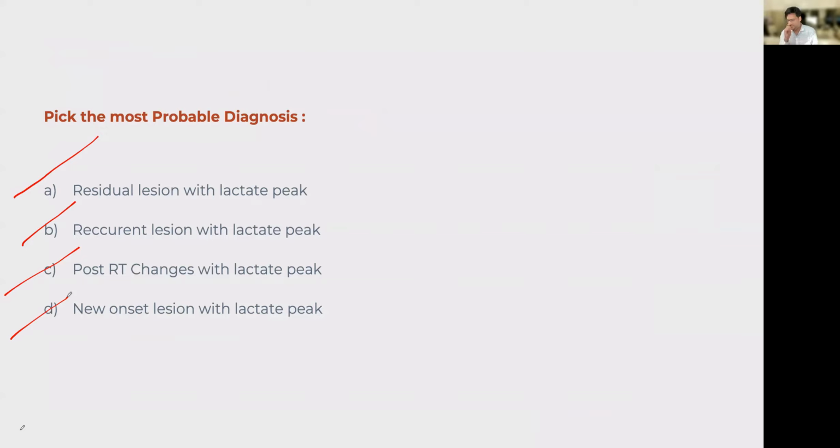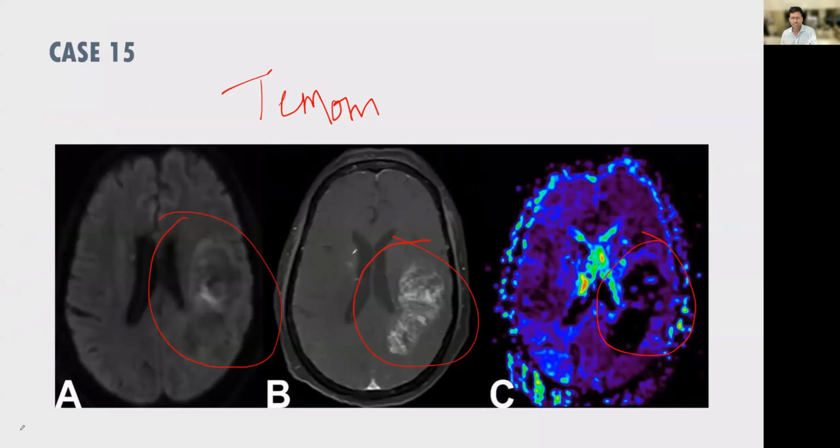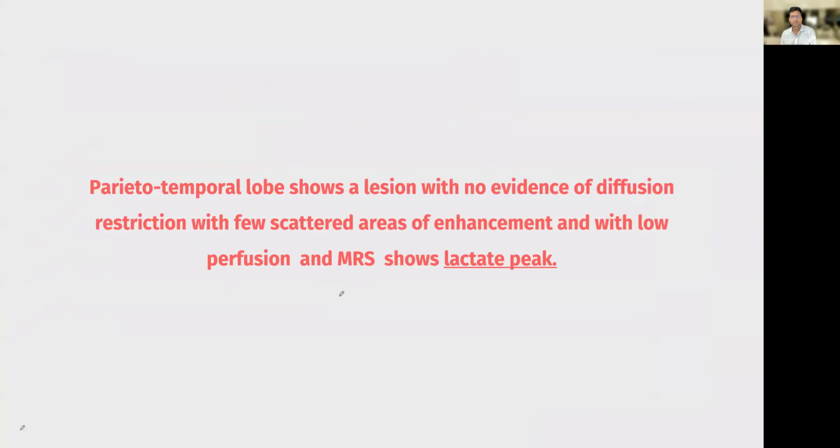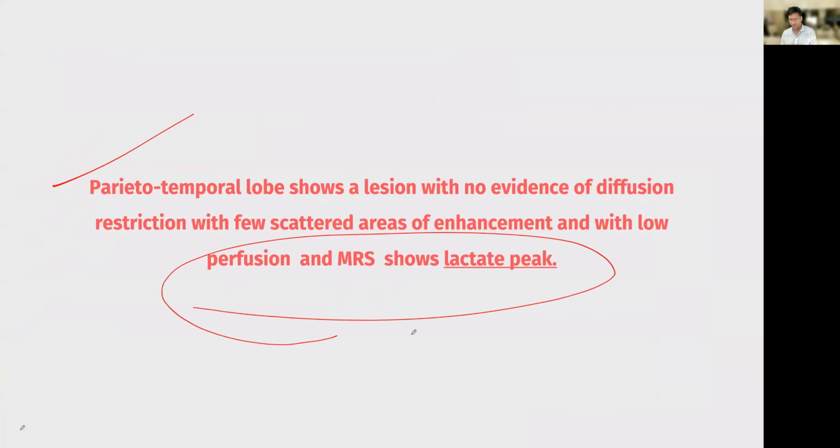In fact, this was actually not post-RT changes. Could have been a right answer. C is the right answer. What you are seeing is a Swiss cheese pattern, low perfusion. Swiss cheese pattern you are seeing in case of radiation necrosis. Low perfusion, that is how you diagnose a case of parieto-temporal lobe, lipid MRS, shows lipid lactate.